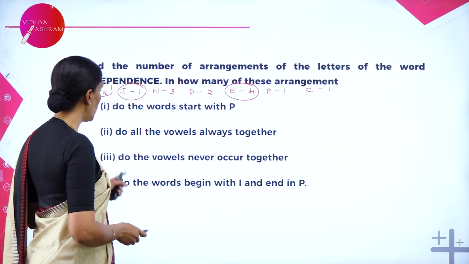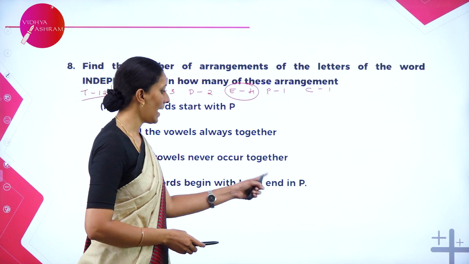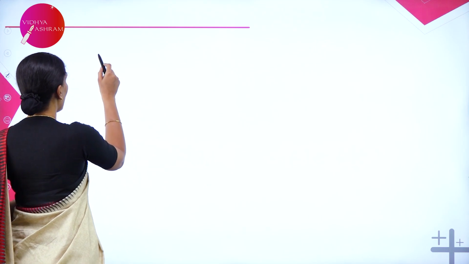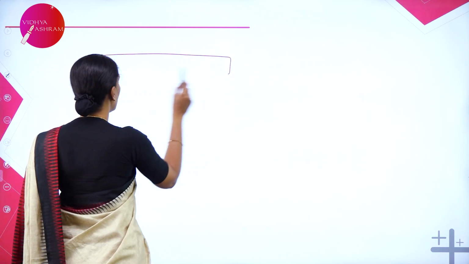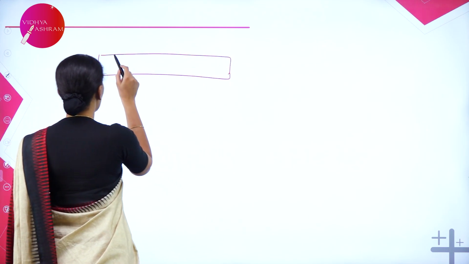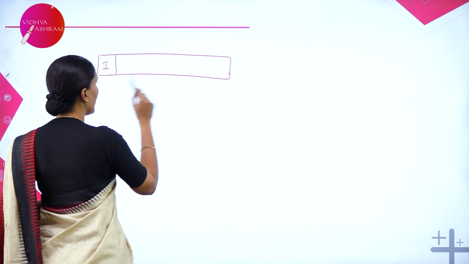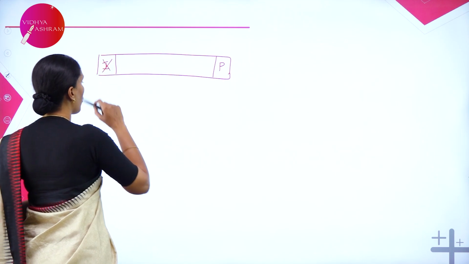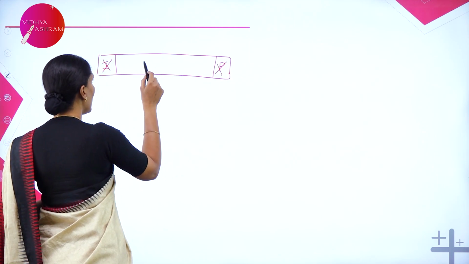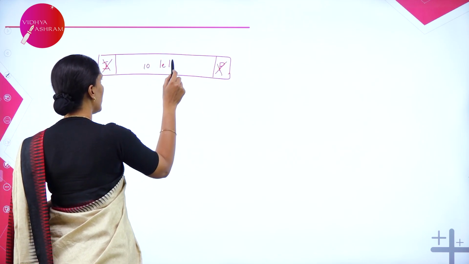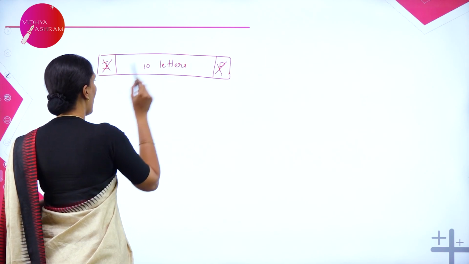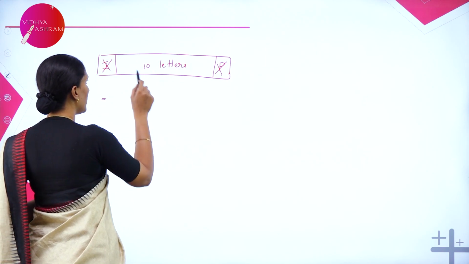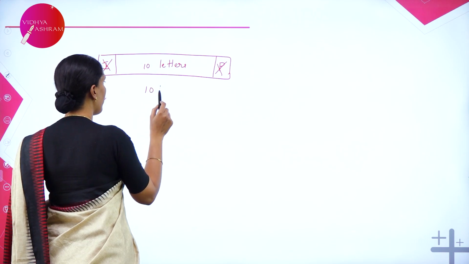The last question is: do the words begin with I and end in P? So we know that there are 12 letters. So out of 12 letters, the first letter should be I and the last letter should be P. So these places are fixed. Now how many letters are remaining? We are left with 10 letters. And the number of arrangements we need to take for 10 letters is 10 factorial.